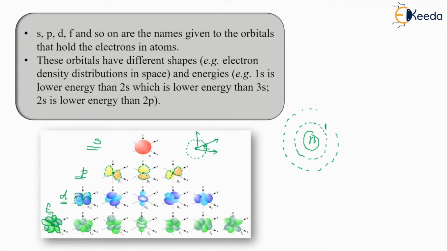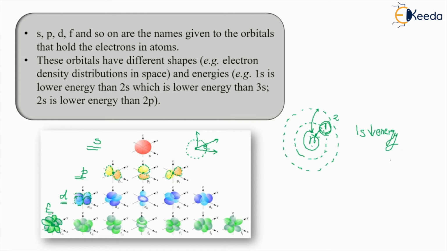After that we have the second shell. Since the first shell is nearer to the nucleus and the second shell is further away from the nucleus, the first shell has more effect of the nucleus. The nucleus has more attraction towards the first shell. And because of that, this particular first shell, 1s, will have lesser energy.